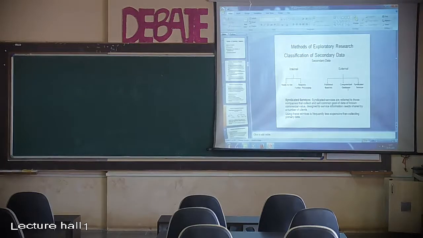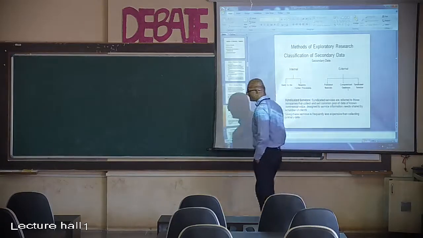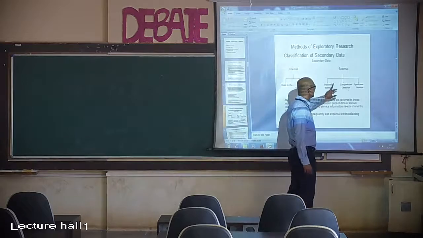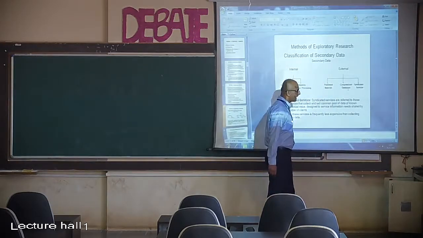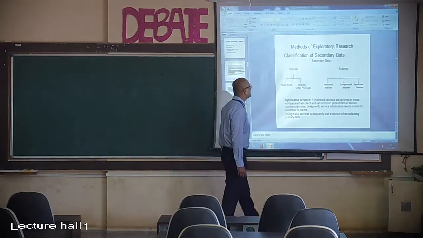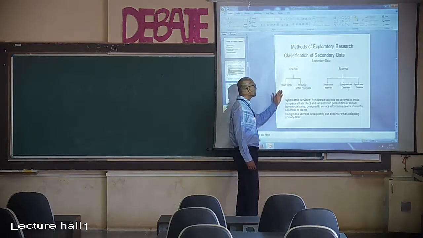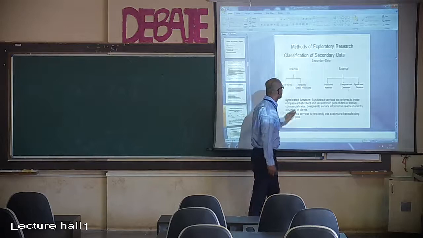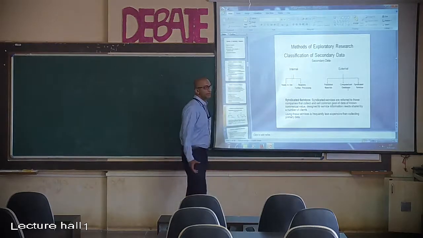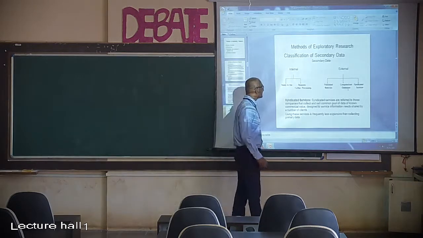So this is what our methods of exploratory research are. Now, let us try to understand methods of collection of secondary data. There are two types of secondary data that we have. First one is internal and second one is external data. In internal data, there are again two types. The first one is ready to use data, and the second one is internal data that requires further processing.